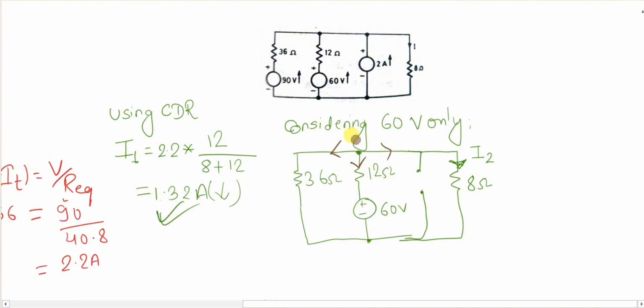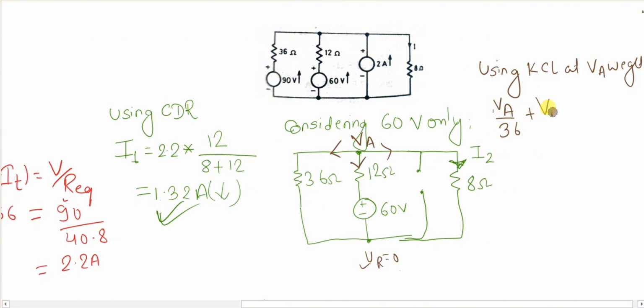nodes. Let's identify the nodes. This one be VA and this one be VB. We know among two, one needs to be reference and whose value is 0. That's why using KCL at VA, we get sum of outgoing for now also. That's why VA by 36 plus VA minus, because plus to minus, minus 60 by 12 plus VA by 8.